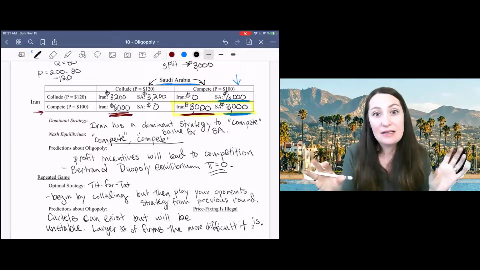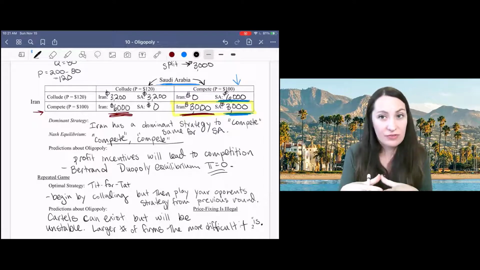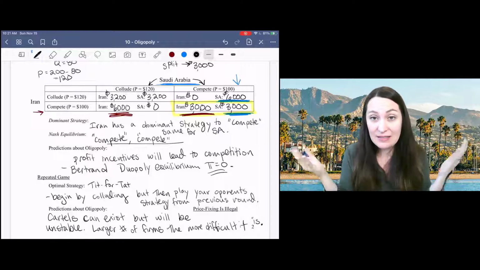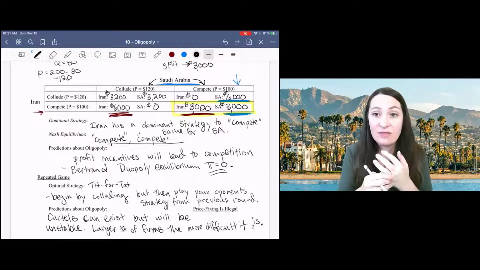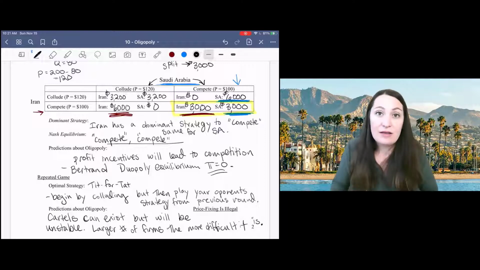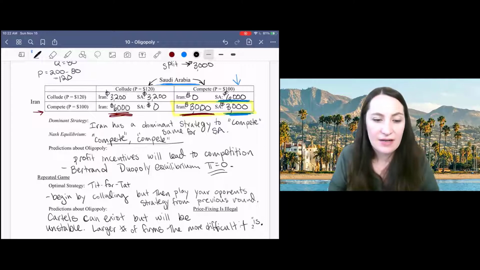Any situation where we have a small number of firms in the market, there's this potential to have collusion, which is really bad for consumers, right? Because we don't want to pay higher prices for the same product just because the firms want to make more money. So anyway, this is not legal, but it does happen, and this is one model to help us understand how that works.